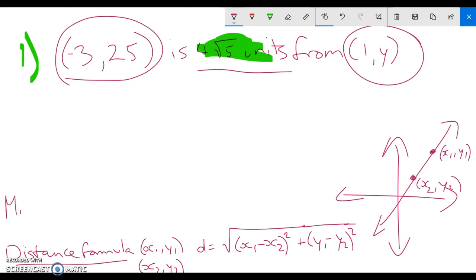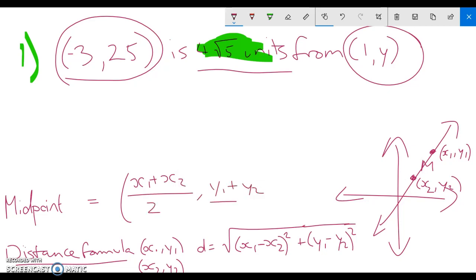Then we had another one called the midpoint formula. That's if you've got 2 points like this and you want to find M, the one in the middle. So the midpoint is equal to x1 plus x2 divided by 2, and y1 plus y2 divided by 2.